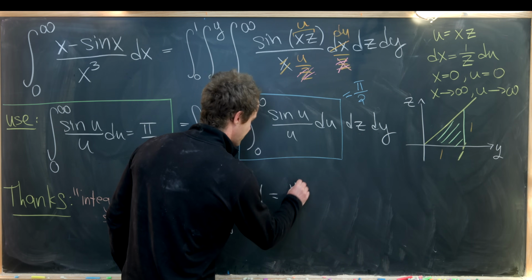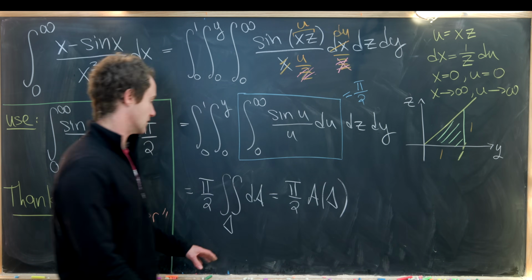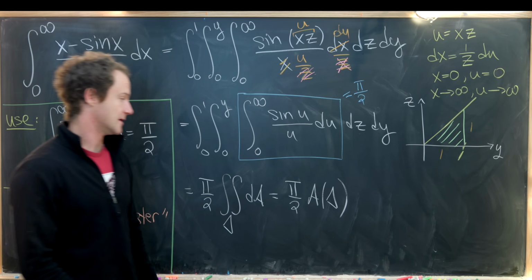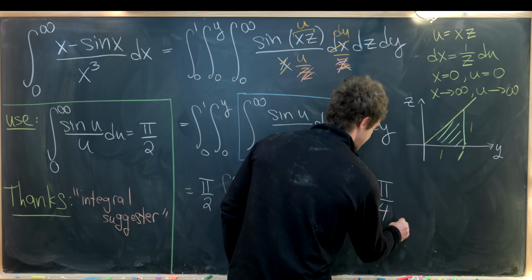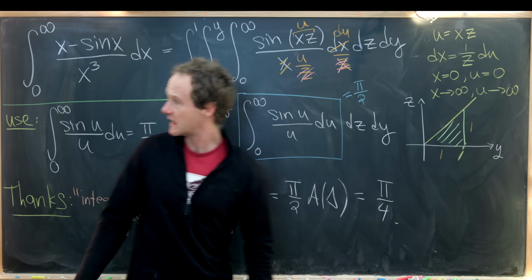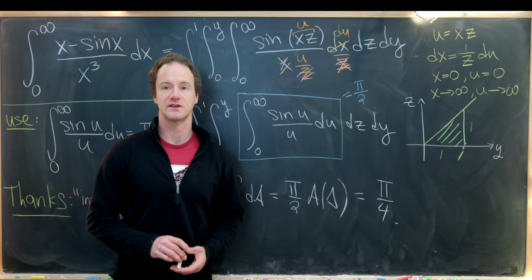So we get that our final answer is pi over 2 times the area of this triangle, given that this is just really a double integral giving us the area. But like I said, the area of that triangle is a half. So multiplying pi over 2 by a half, we get pi over 4. So in the end, the value of our goal integral is pi over 4. And that's a good place to stop.